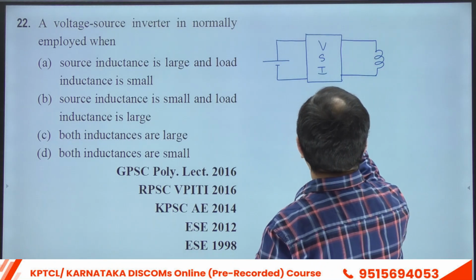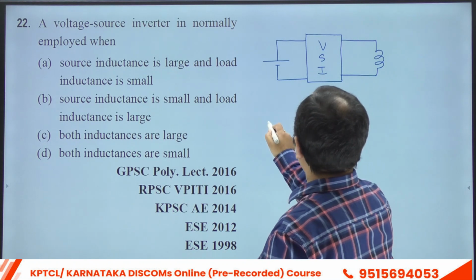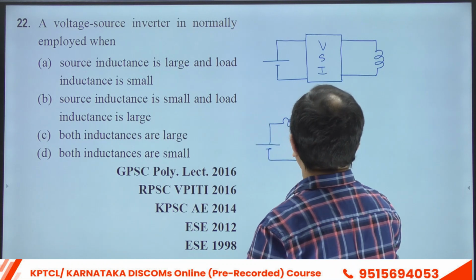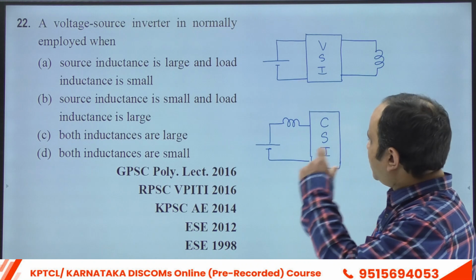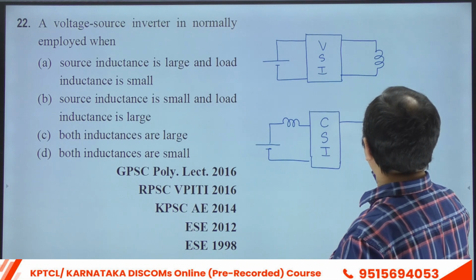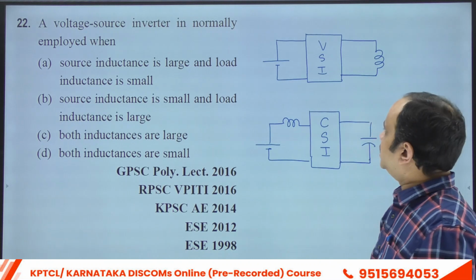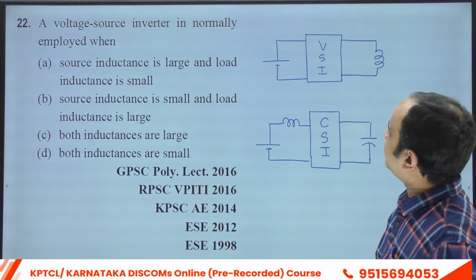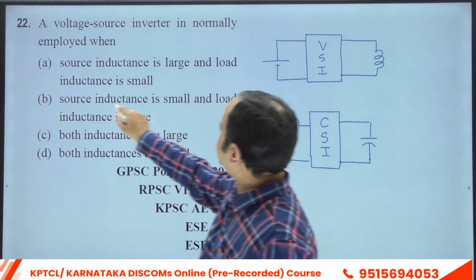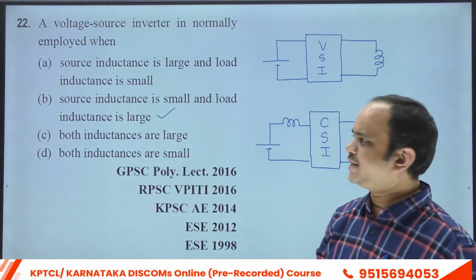Whereas in case of current source inverter, what is the source here? Current source is basically a large inductance in series with voltage source. In such case, what is the preferable load? That is a heavy capacitive load. Therefore, in case of VSI, there is no inductance at the source side. So what do you mean by that? Source inductance is small and load inductance is large. That option is correct.